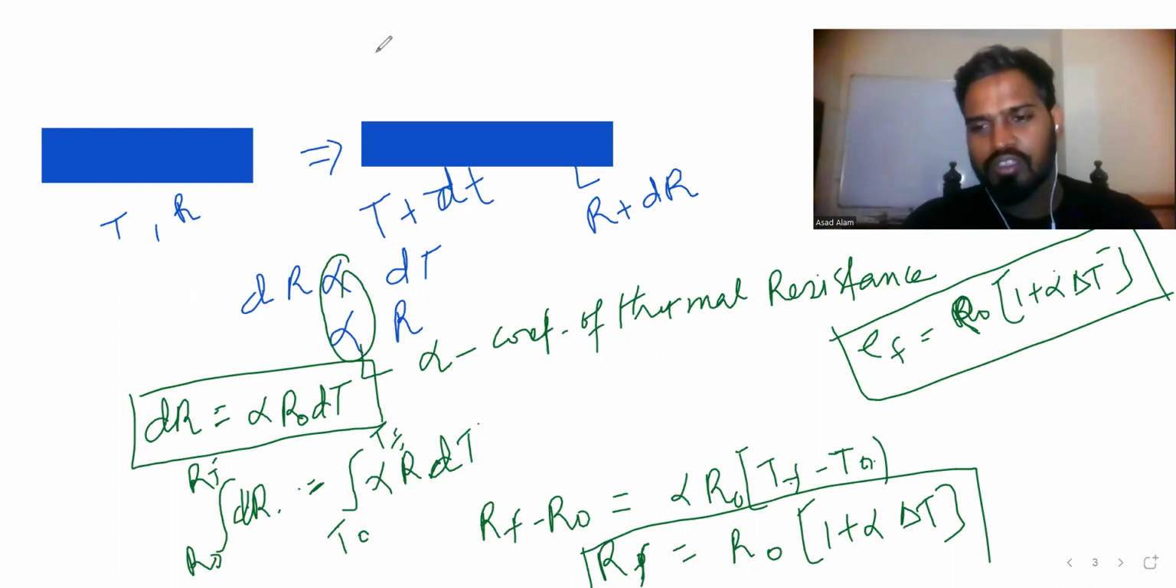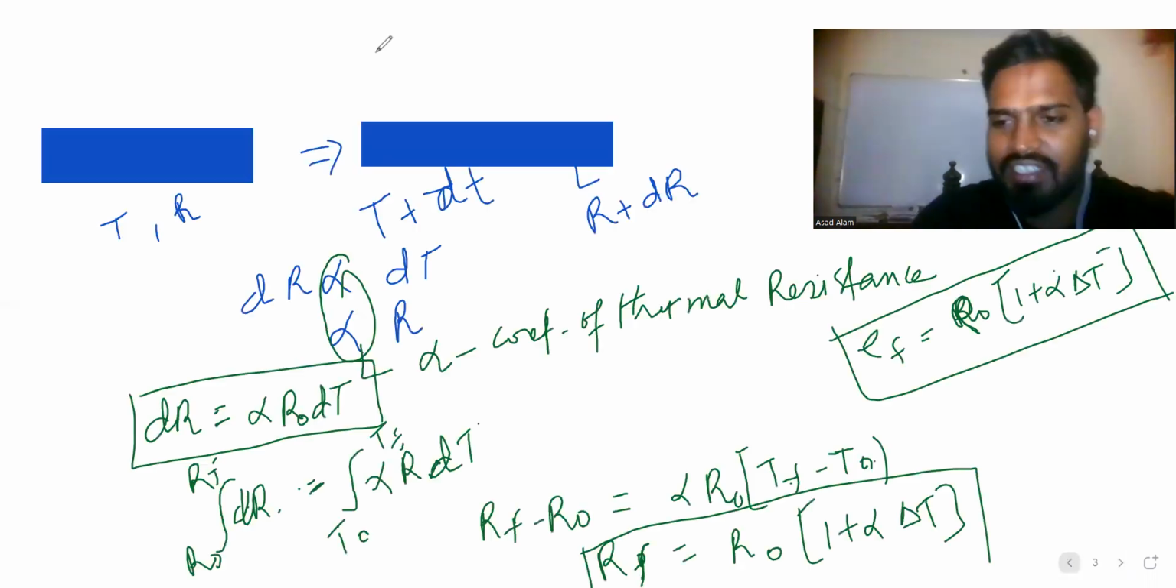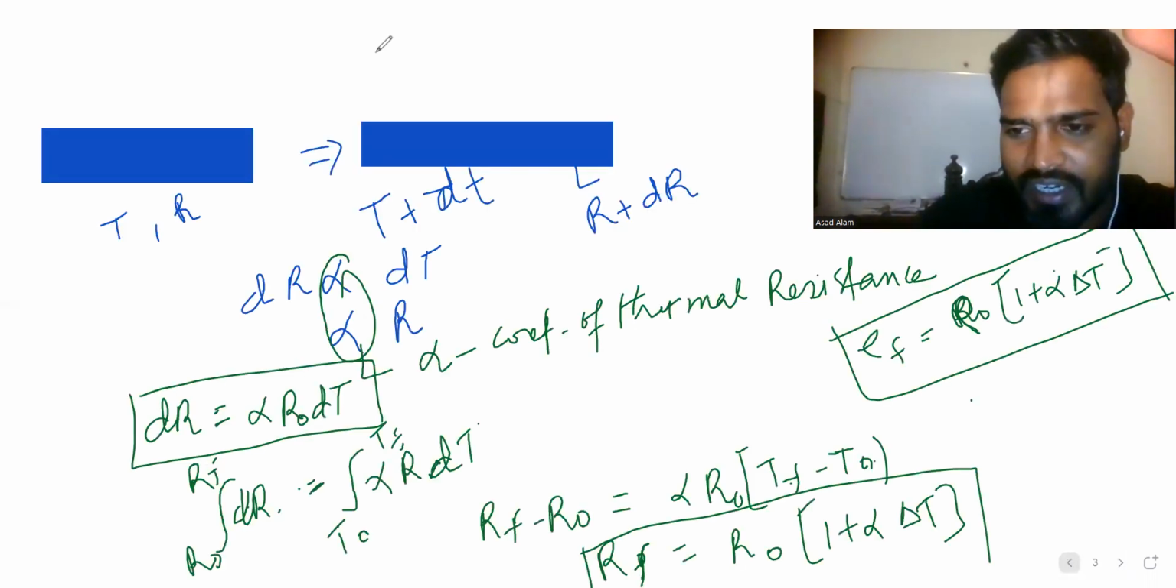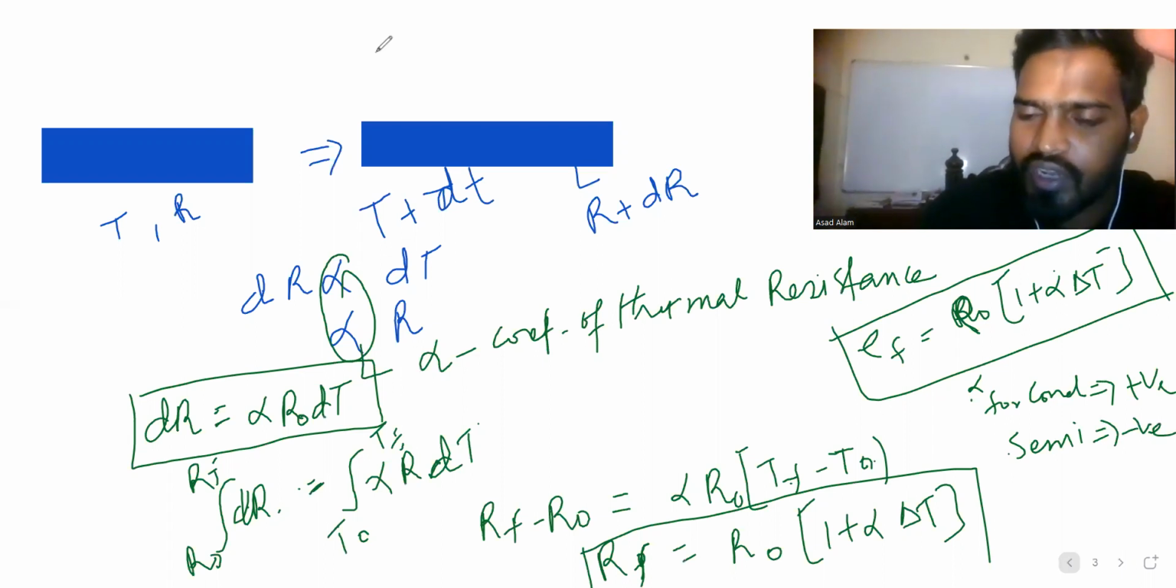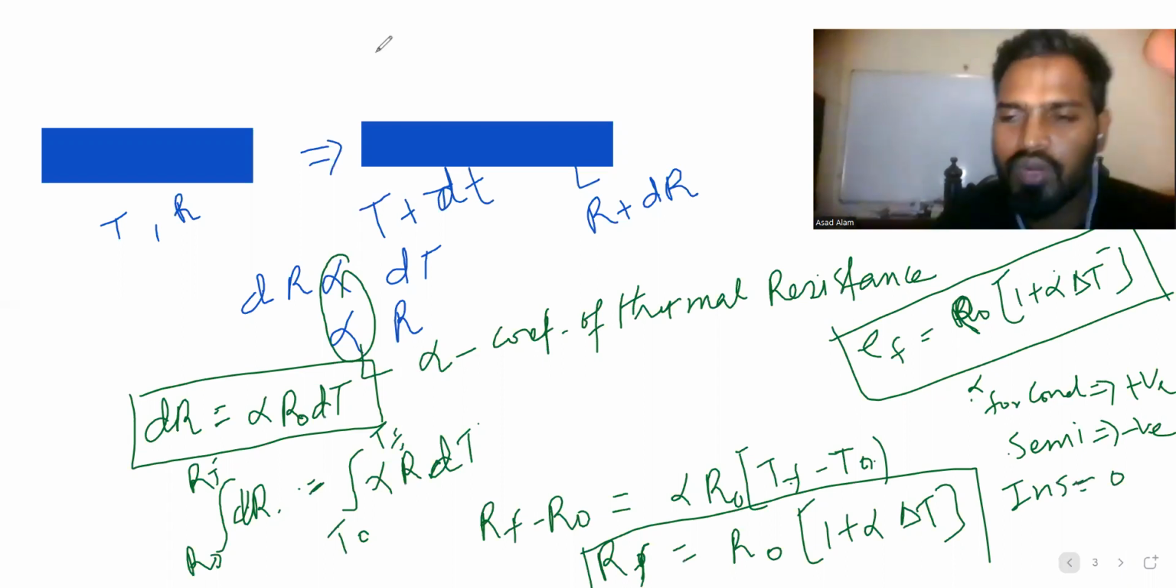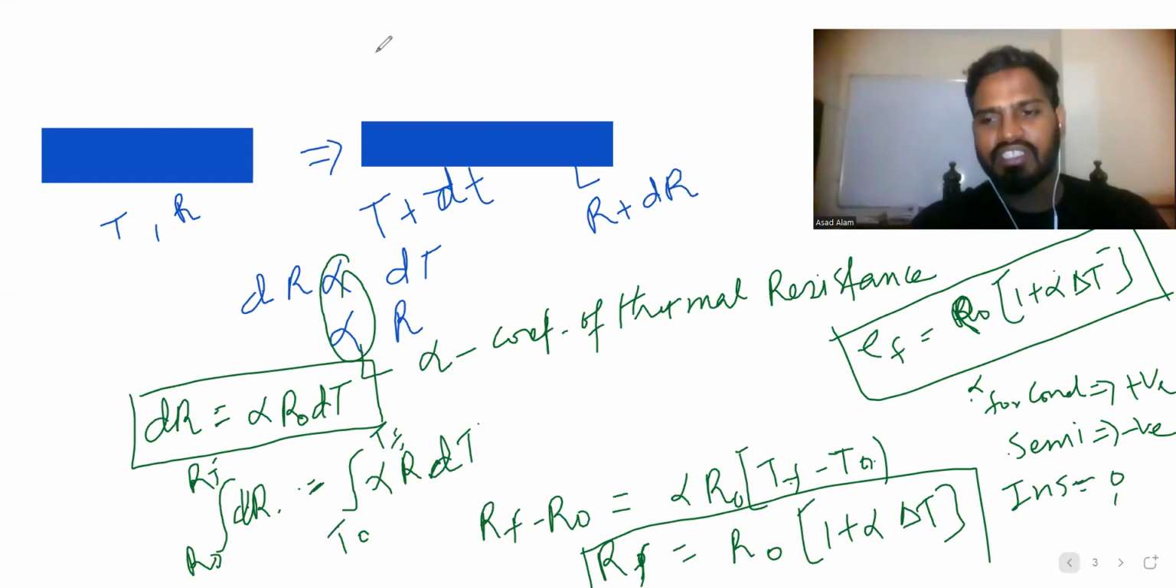For semiconductors also, if you will see, that also varies. Let's see how it varies. Okay, let's write the values of alpha. Alpha for conductor is positive. Alpha for semiconductor is negative. Alpha for insulator is nearly equal to 0. Yes. Now let's see what happens on increasing temperature in a semiconductor.